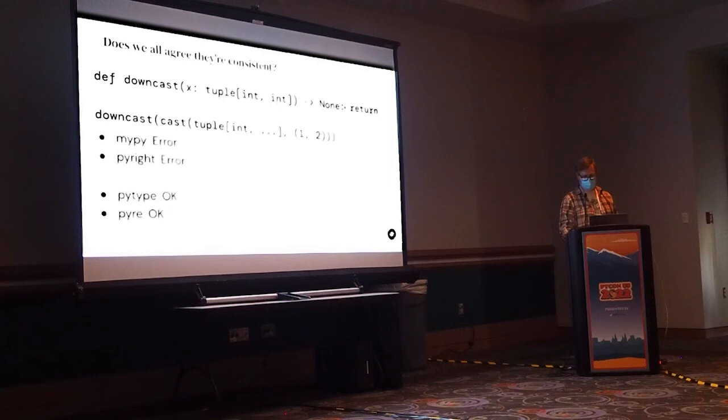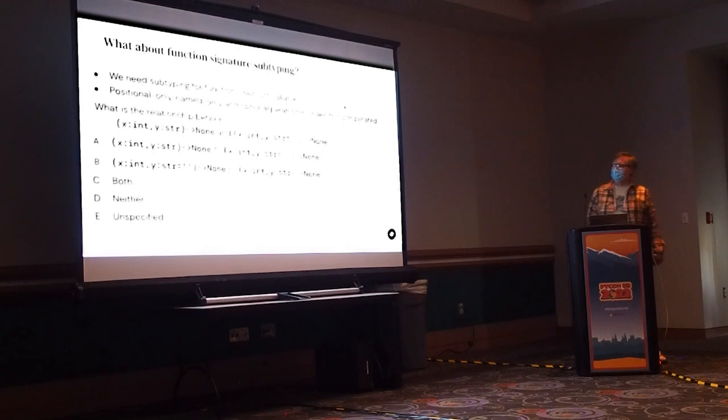Then finally, what about function signature subtyping? So we need subtyping for functions, not just callable. And this is pretty confusing because we have positional only, named only, optional parameters. It makes it pretty complicated. You can write out all the cases. You can decide them. Writing a single rule that determines if a pair of function signatures are subtypes is not that easy.